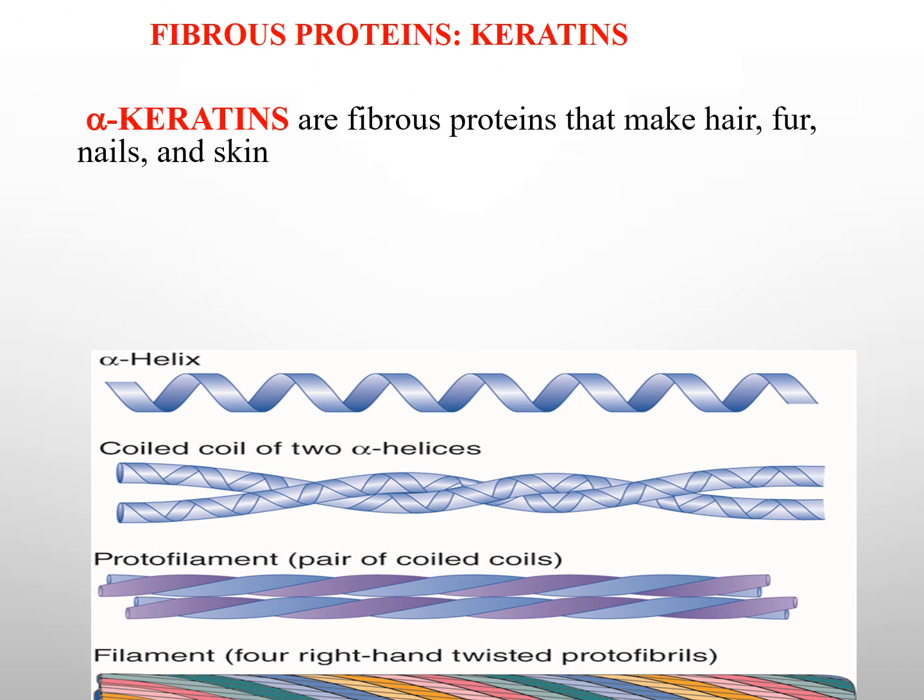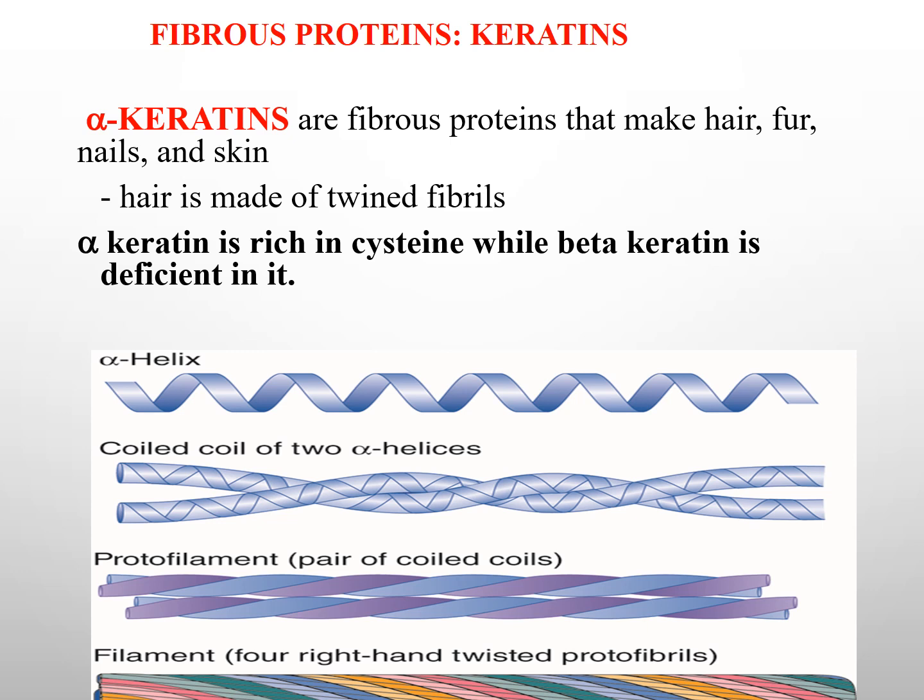So an important example of fibrous protein is keratin, especially alpha keratin. Alpha keratins are fibrous proteins. They make the hair, fur and nail tissues. Hair is made of twinned fibrils. Alpha keratin is rich in which type of amino acid? Cysteine, while beta keratin is deficient in it. So if anyone asks you for the differentiation, alpha keratin contains cysteine and beta keratin doesn't contain the cysteine molecule. That is the alpha helix, a coil of two alpha helixes.